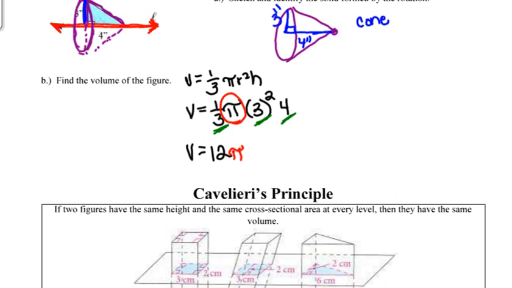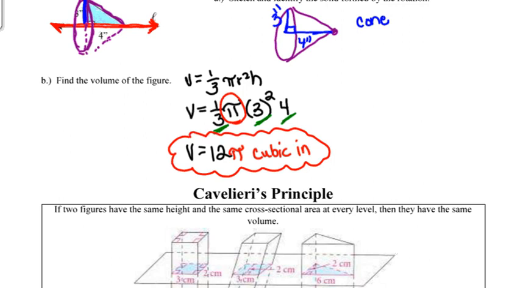So 12 times pi, and this is going to be measured in cubic inches because the original dimensions of my triangle were in inches. And again, since they don't tell me what to round to, I'm going to leave that as an exact value in terms of pi. If they had told me to round that to the nearest integer, then I would have kept going on my calculator and typed in the times pi. But again, since they don't tell me what to round to, I leave that as an exact value.